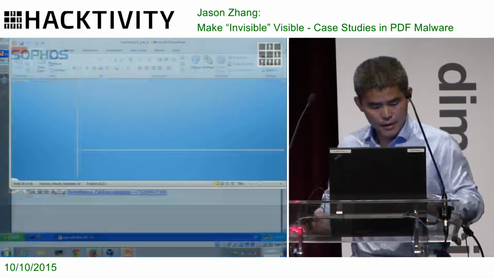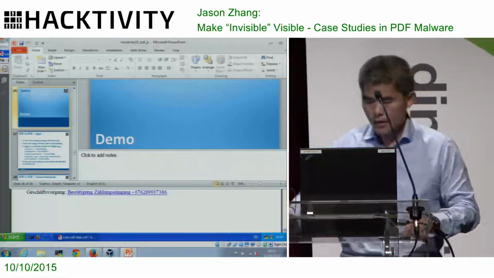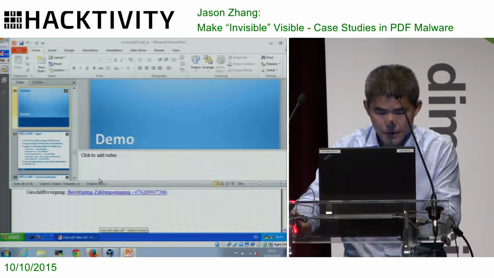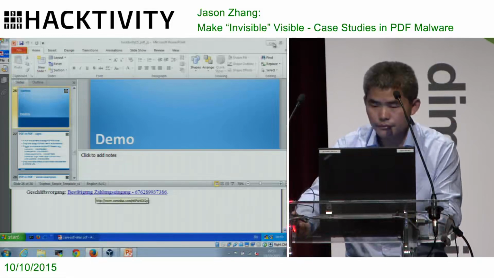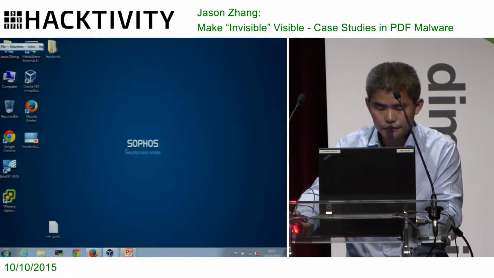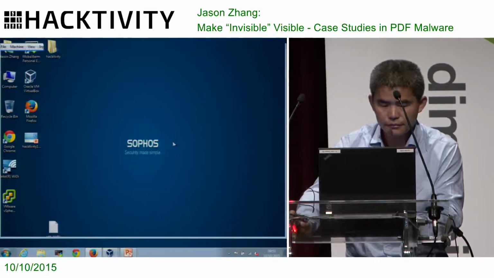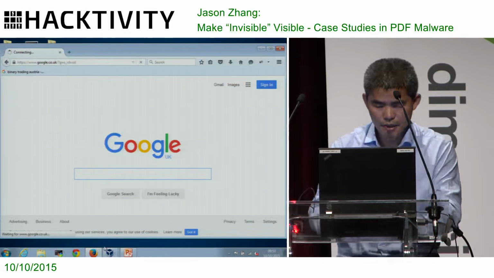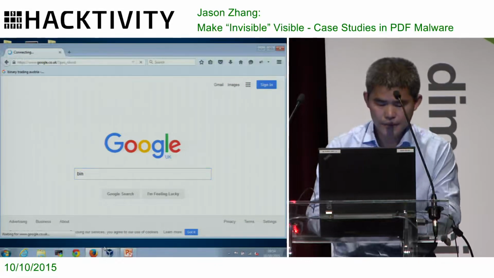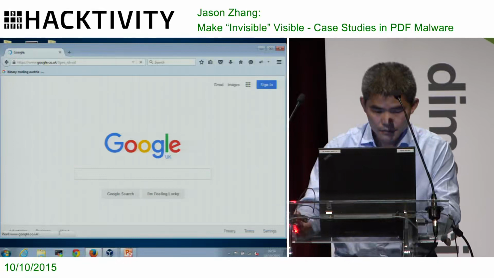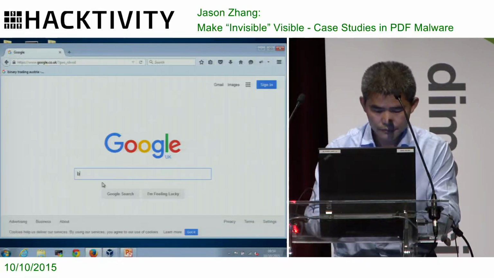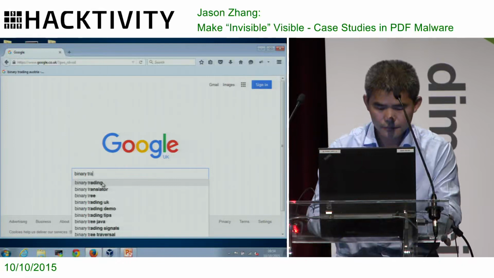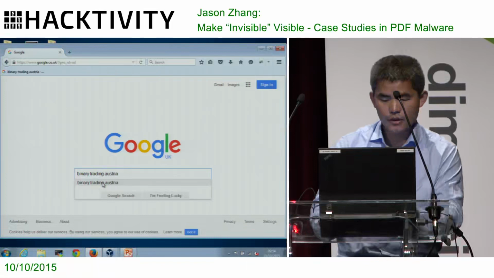So we can show this in the demo. Hopefully, I can connect to the internet on the main machine. Let's see what results we will see today. So this is connected to the internet through the Hacktivity Wi-Fi, and let's enter the same keyword. Okay, binary trading Austria.